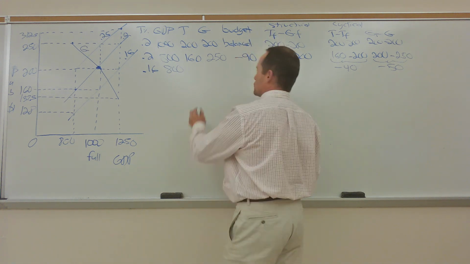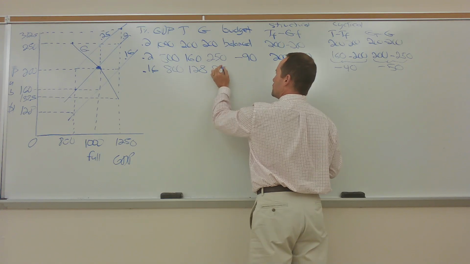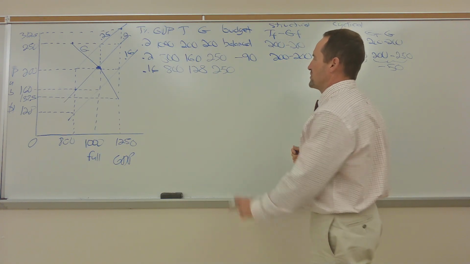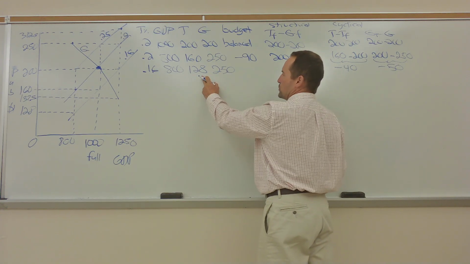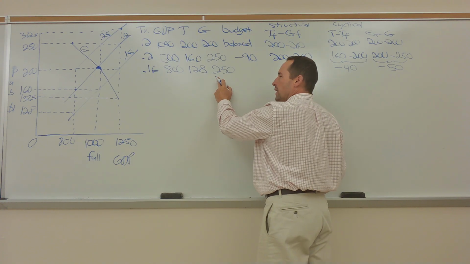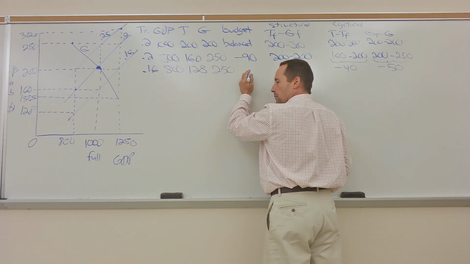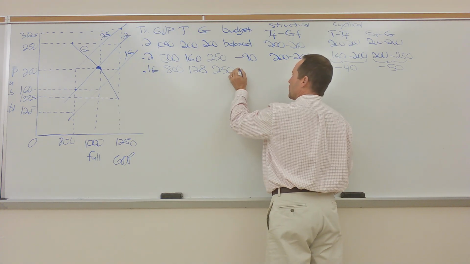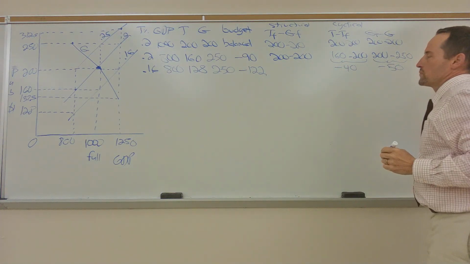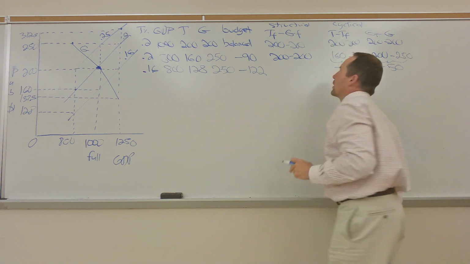So here we are. 16 times 800 is 128. So we're only taking in 128. We're still spending 250. And now we have a whopping deficit of what? The difference between 128 and 200 is going to be 72, plus 50. So we have 72 plus 50 in deficit, which is negative 122.